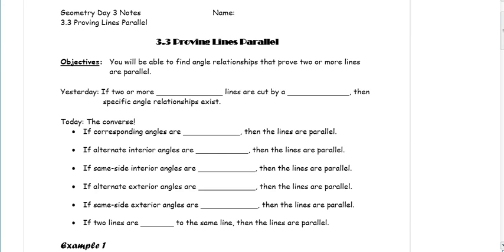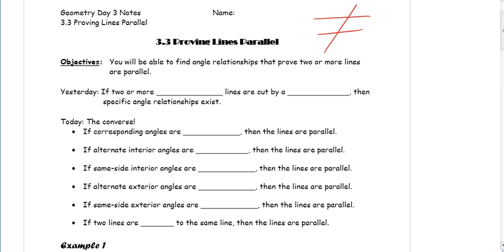So, last video you looked at angles being congruent or supplementary if we knew that lines were parallel. Again, in something like this where we have a transversal and two lines. Today, we're actually going to go backwards from that.